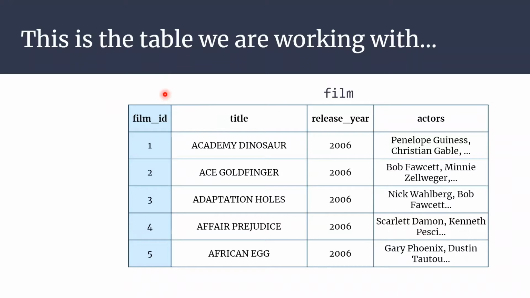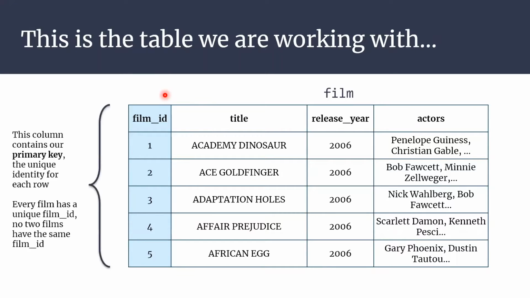So this ID column is very important. It is what we call a primary key. A primary key is the unique identity for each row. So every film in this table has a unique film ID. And that's why the film ID is the primary key. It uniquely identifies every film that you have stored in the table. And no two films can have the same film ID.